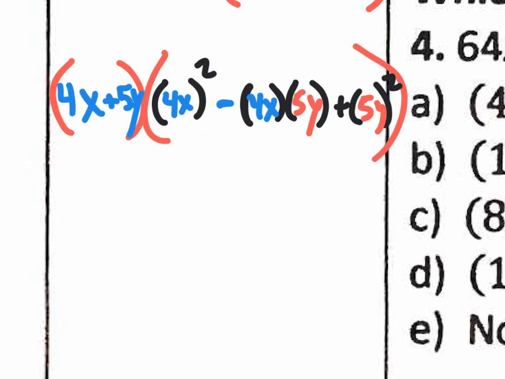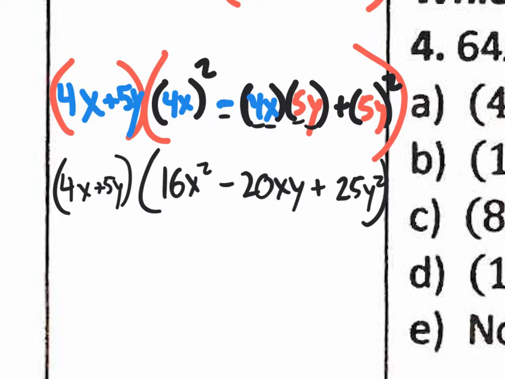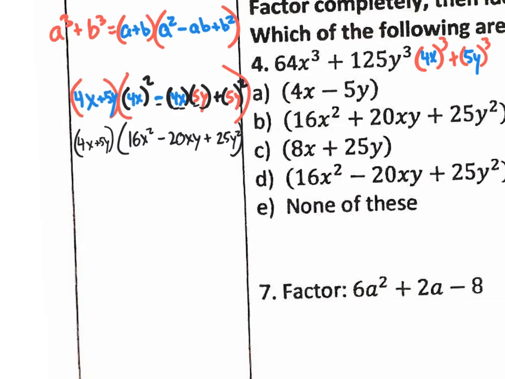So on the trinomial, when you simplify, 4x in parentheses squared, that's 4x times 4x, 16x squared. And then over here we have a negative 4 times 5, that's a negative 20. X times y, that's xy. At the very end, what do we have? Plus 25y squared. And the binomial just stays the same. So there's my factored form of that sum of two cubes expression.